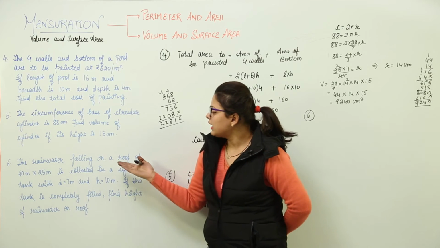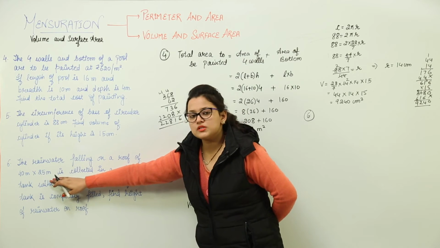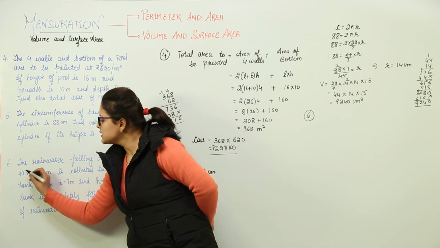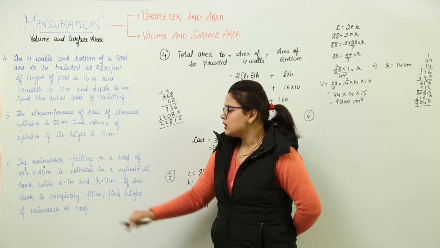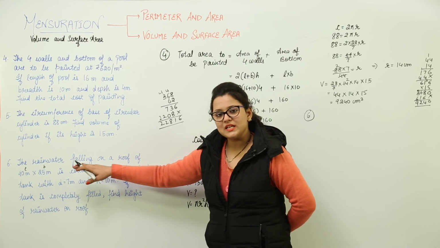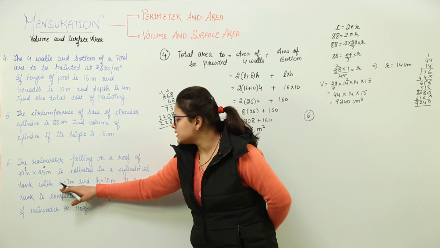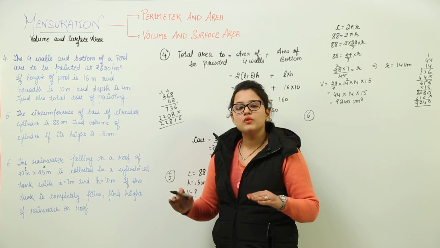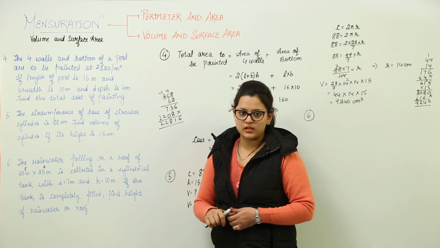It says that the rainwater falling on a roof, these are the measurements given. The roof has the measurement of 40 meters into 25 meters. Over here the 40 meters means the length of the roof and 25 meters means the breadth of the roof. It says that the rainwater falling on a roof of this much length and breadth is collected in a cylindrical tank with diameter 7 and height 10. Now this whole water that was coming on the roof is being collected into a cylindrical tank which has some diameter and height provided to us.